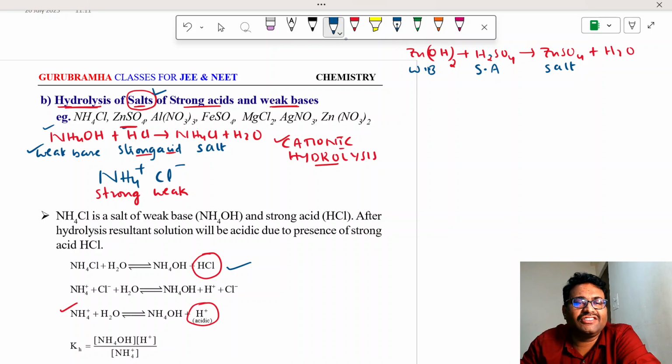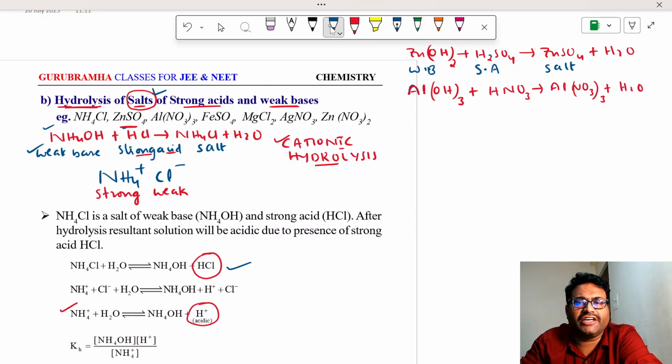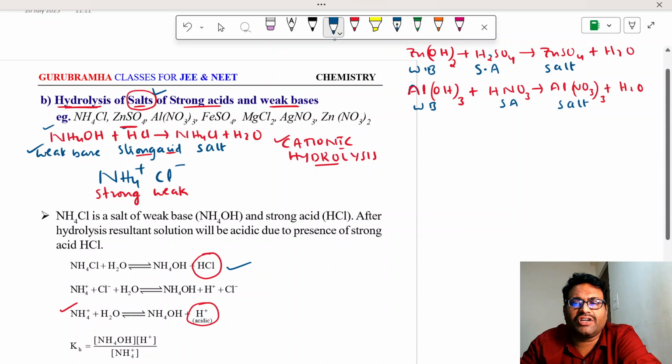Understood? Right? So let us go with aluminium nitrate. Al(OH)3, when reacted with HNO3, gives you Al(NO3)3 plus H2O. This is again a weak base, strong acid salt. So when aluminium nitrate undergoes hydrolysis, the resulting solution will be acidic in nature, because the salt is formed from a strong acid.